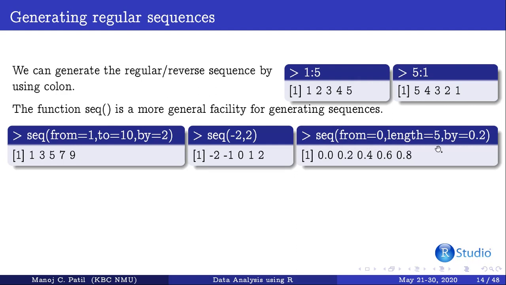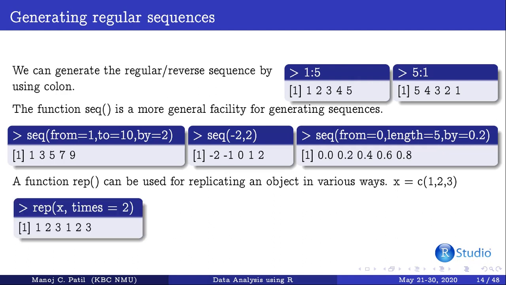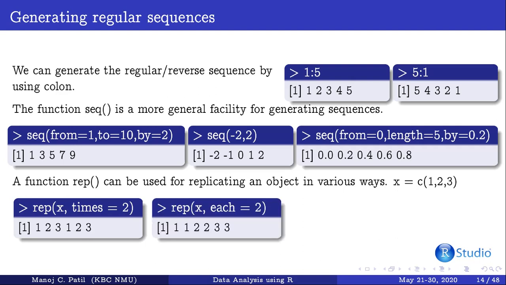It will stop. There is another special type of sequence that can be generated by replicating an object in various ways. Suppose we have a vector c equal to 1 2 3. We can replicate x 2 times, so the whole vector is replicated 2 times. So we have 6 elements in the new vector, 1 2 3 and 1 2 3. We can also repeat each element of the sequence: each equal to 2 will generate 1 1 2 2 and 3 3.